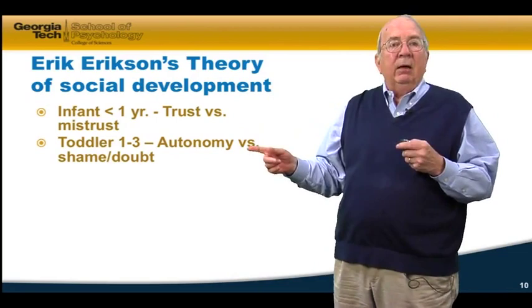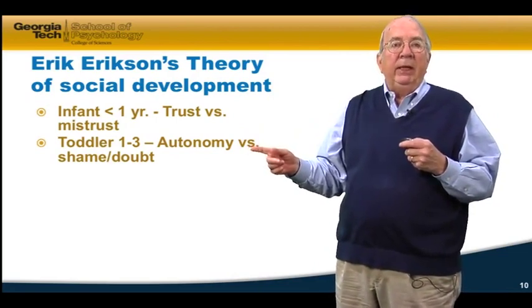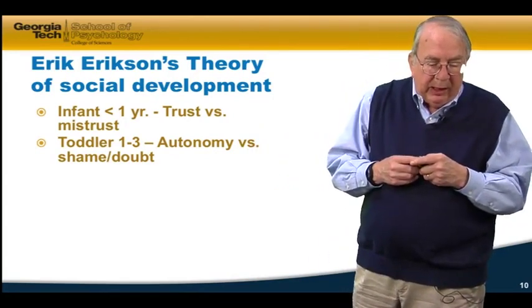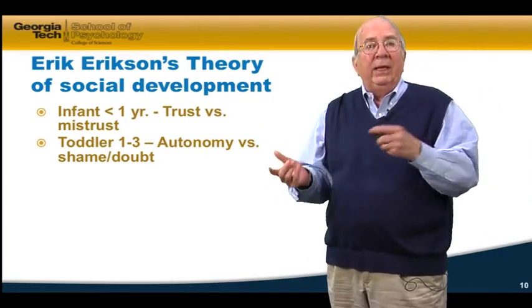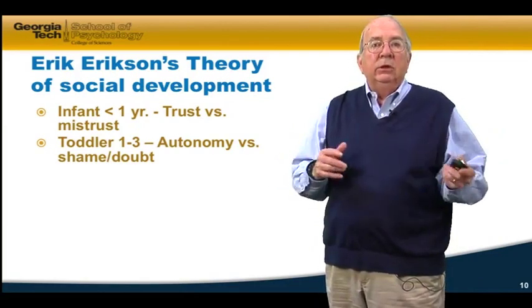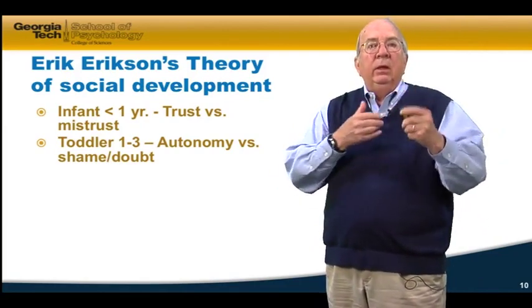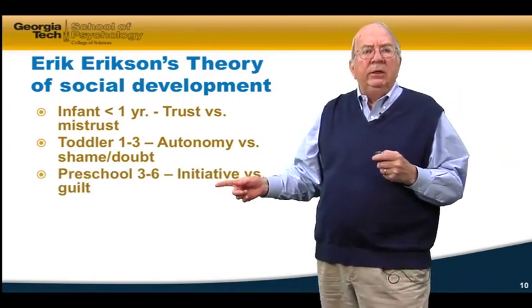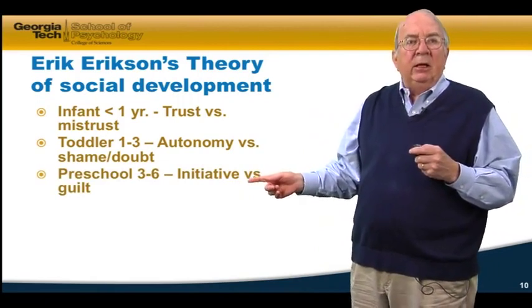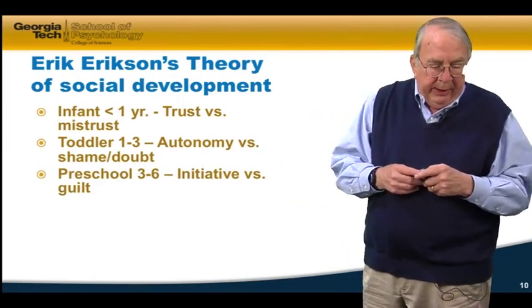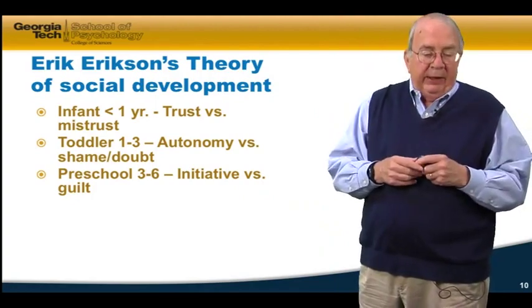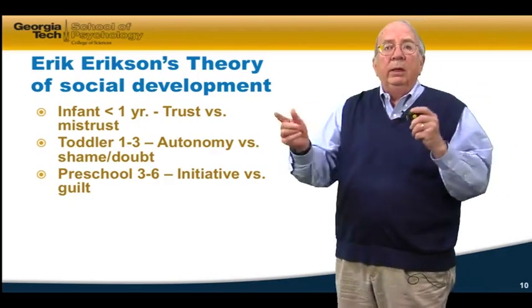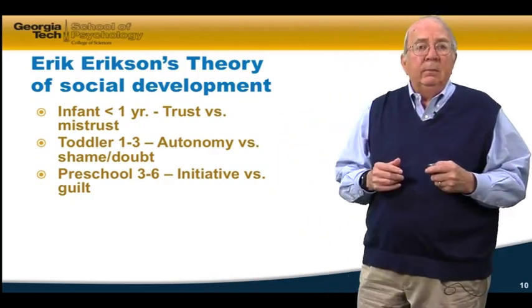Between 1 and 3, the toddler, the challenge is autonomy versus shame and doubt. And the satisfaction of that is when the child learns what it can control and what it cannot control in the environment. So it's just beginning to learn its relationship to its own behavior. The next stage is preschool, between the ages of 3 and 6, and the challenge is initiative versus guilt. And the child, to positively satisfy this, learns to be independent by exploring the environment. It learns to explore and be independent from the caregiver.